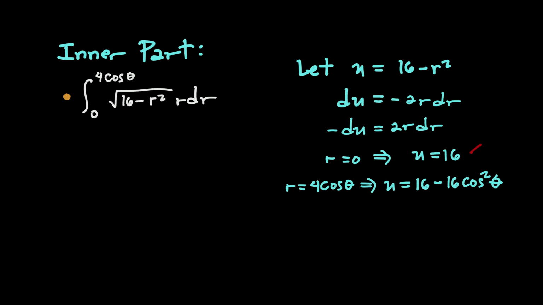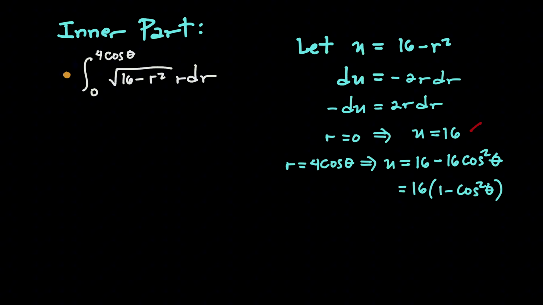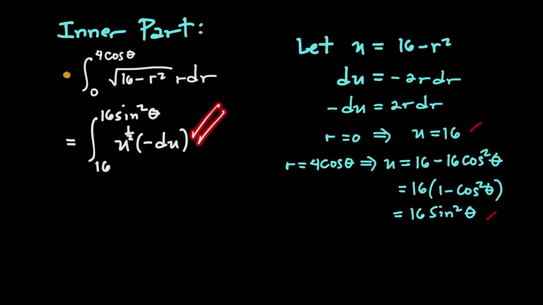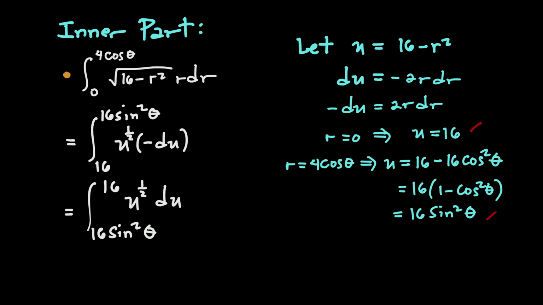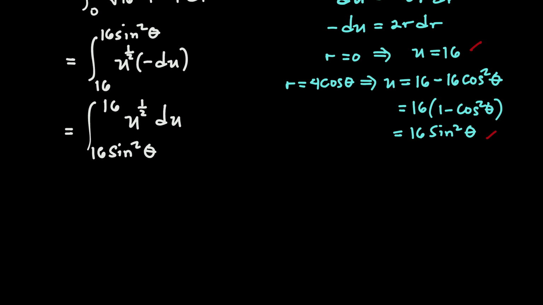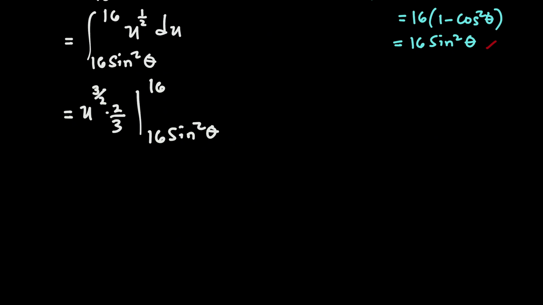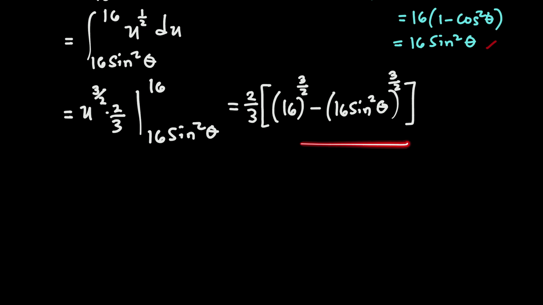We can factor out 16 so that we are left with 1 minus cosine squared, and hence we have this one as sine squared theta. So we have this integral. Notice that r dr is this one, and the inside function of the square root is your u, and we have these limits. Since this is negative, we let this one be positive, but we switch the order of these limits. Therefore, we have this one, and then integrate this one normally. We have this value, and then substituting the value gives us this one.